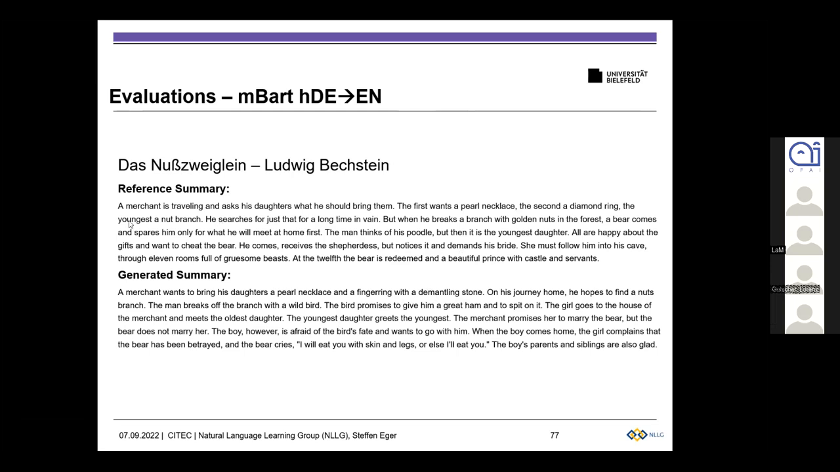But the model forgets here the youngest daughter, right? So this just drops. The model forgets something and then inserts this in the next sentence. So in the next sentence, the model says, okay, well, the father or the merchant hopes to find only a nut branch. So it still gets something correct, but not fully faithful to the original reference summary.